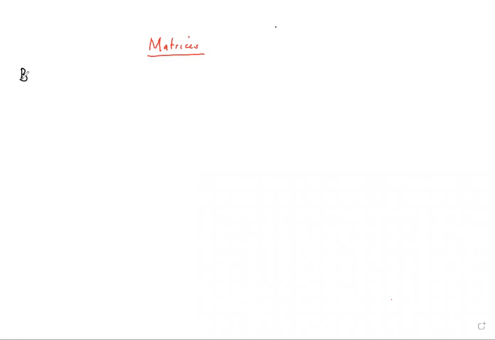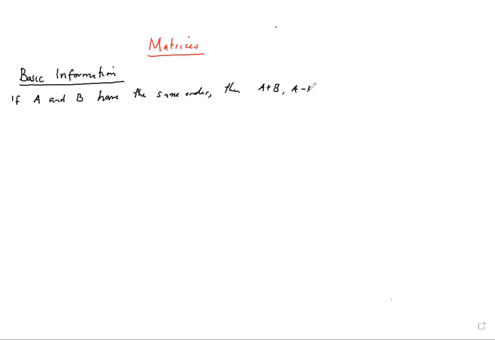So, basic information that we need. If A and B have the same order, then A plus B, A minus B can easily be computed.